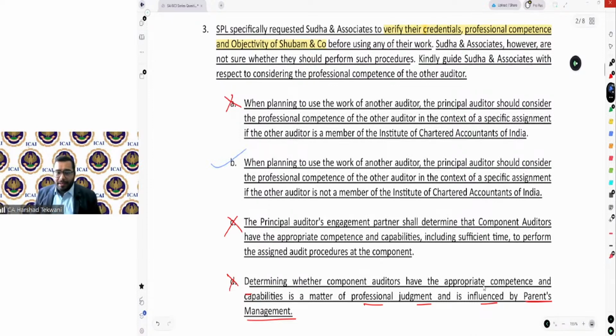Why is option C wrong? Because option C talks about needing to verify appropriate competency and capability, including sufficient time, of whether the component auditor has the appropriate competency and capability. But if they are members of the institute, then you are not required to verify that, and hence this is not correct. B is more appropriate, where you could see an exception for the members of the institute, and we are only required to verify if he is not a member of the institute.